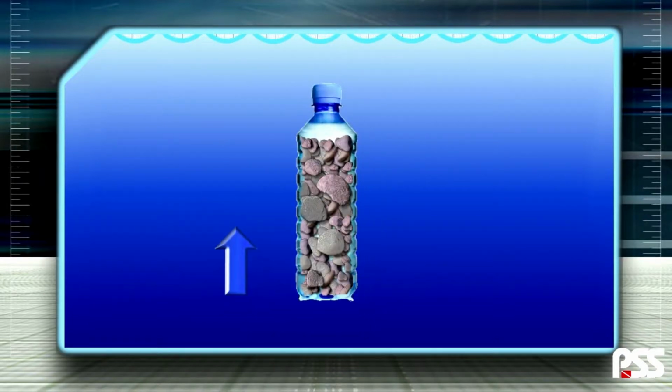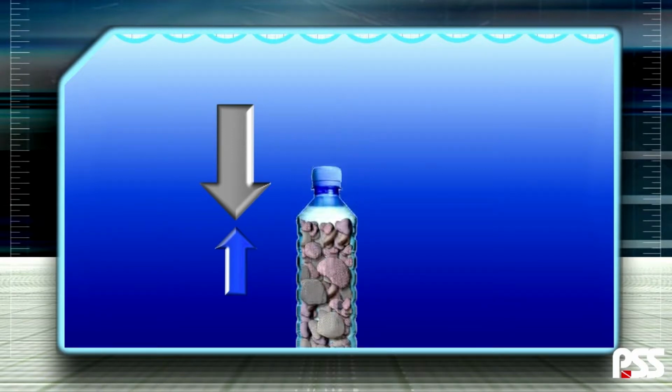It depends on what it contains. If you filled it with an element heavier than water, it will weigh more than 1 kilogram. The weight is greater than the hydrostatic thrust, and the bottle will start to sink to the bottom. This condition is defined as negative buoyancy.